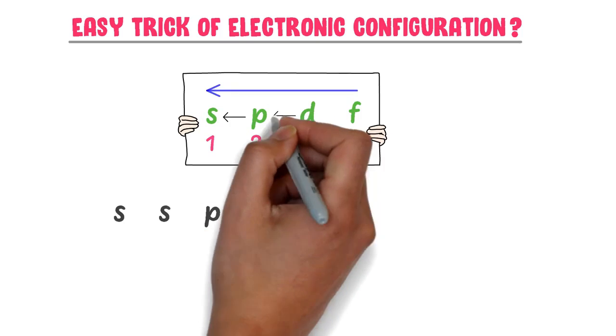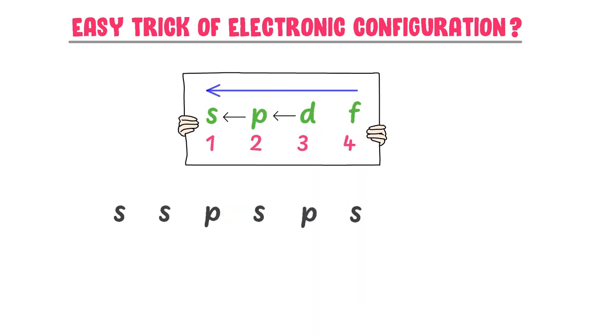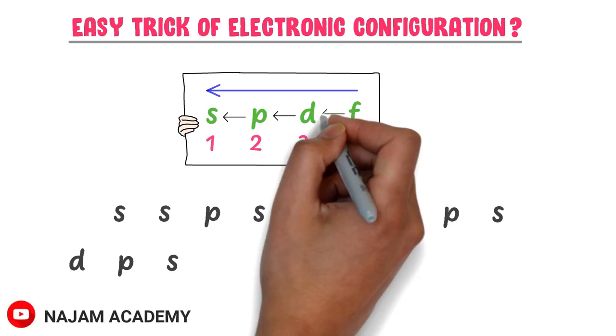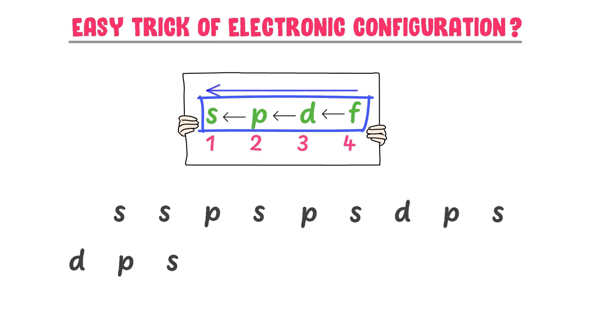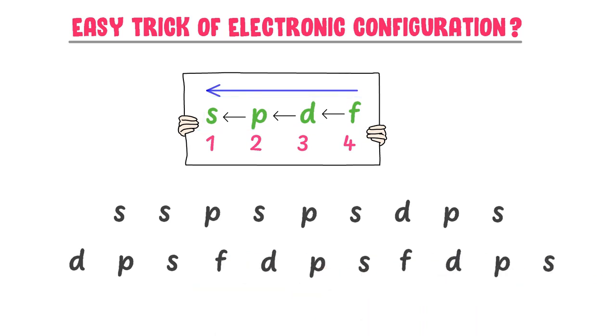Thirdly, I go from D to P and then to S. I take DPS and write them 2 times, DPS and DPS. Fourthly, I go from F to DPS. I take them and write them 2 times, FDPS and FDPS.